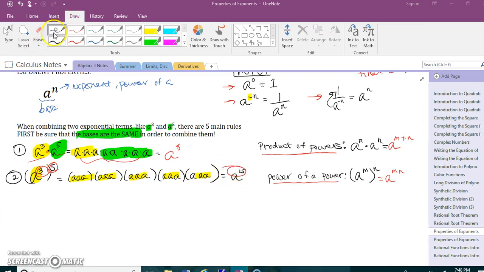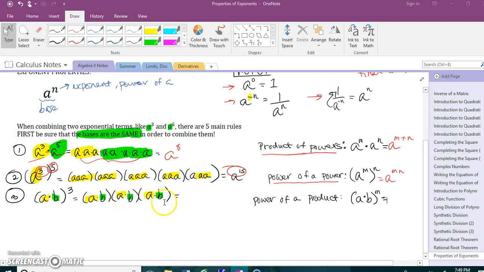Number 3: what if I have 2 different bases to 1 exponent? What that means is I'm going to have a times b multiplied by itself 3 times. In that case, as you can see, I end up with 3 a's and 3 b's. So anytime you have things in parentheses, every single term in the parentheses gets the power. So a times b to the m: a gets the power and b gets the power, and they are multiplied just like these.